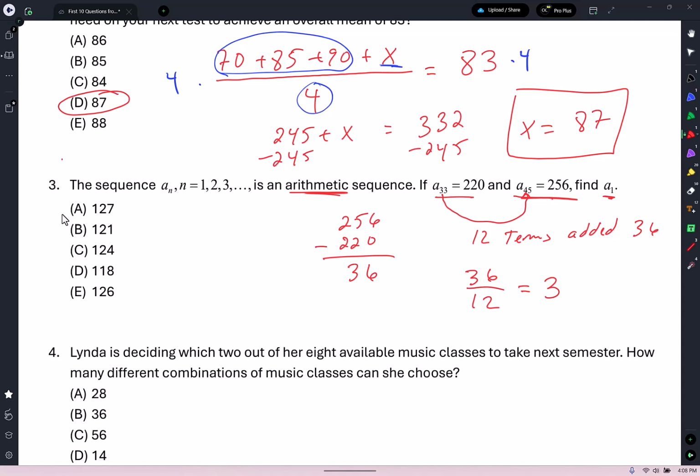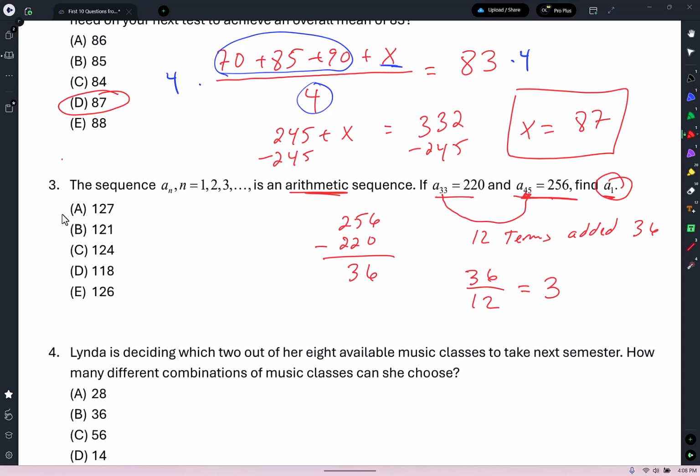Before I continue, do you guys understand what I'm trying to do here? I'm trying to find out how much they added every time. That 33 in the bottom is the 33rd term, then 34, 35, 36, all the way until they got to the 45th term and they got 256. Now, what are they asking? What is A of 1?